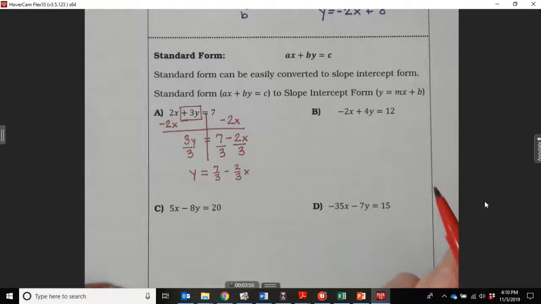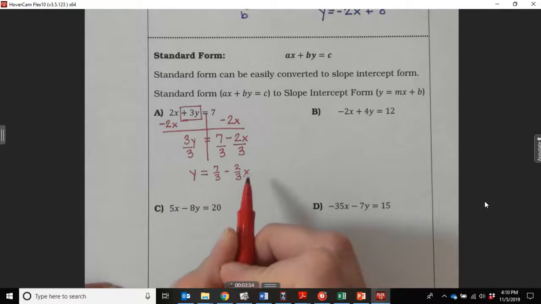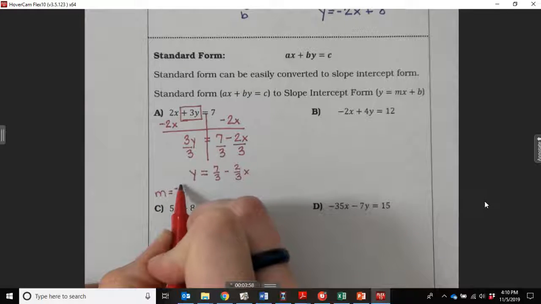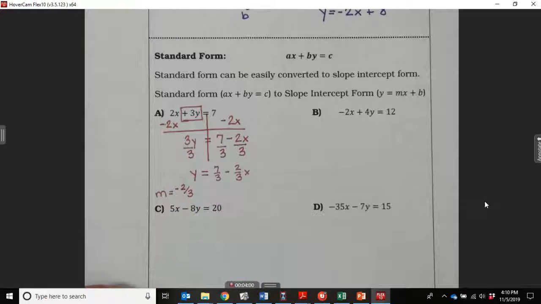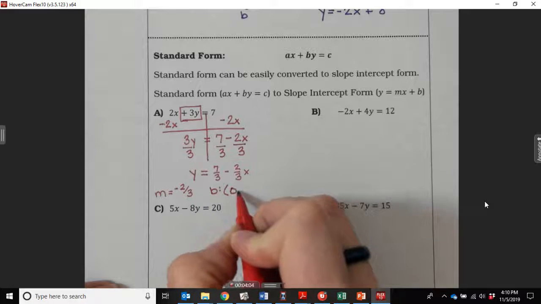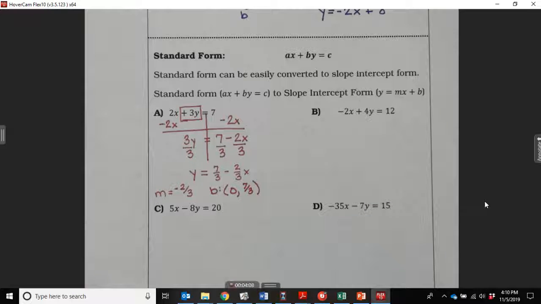Now the point of solving for y was to find the slope. So remember, slope is always in front of x. So my slope here is -2/3. And I could also say the y-intercept is (0, 7/3). But we're really focused on finding the slope.